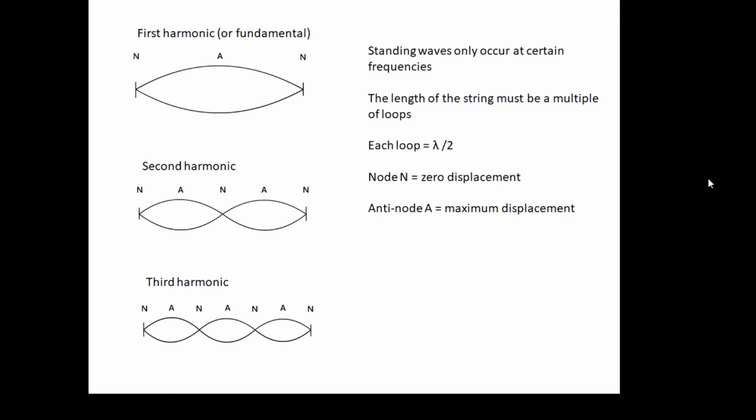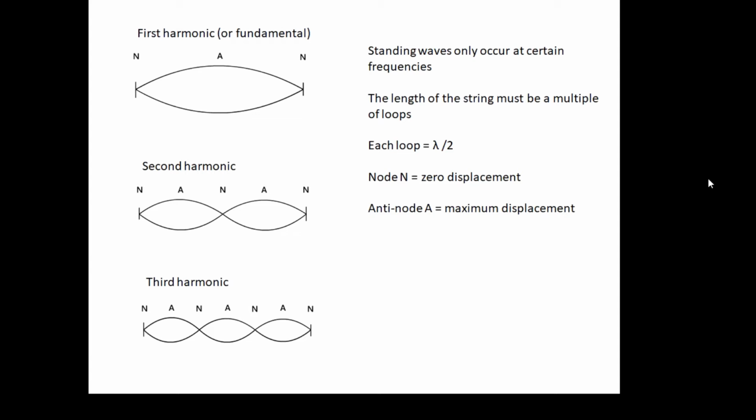The first pattern, if you slowly increase the frequency, is one loop, and that's the lowest frequency, and it's called the fundamental. Where the string doesn't move is called a node, and where the amplitude is greatest is called an antinode, and the fundamental, the first harmonic, is one loop.